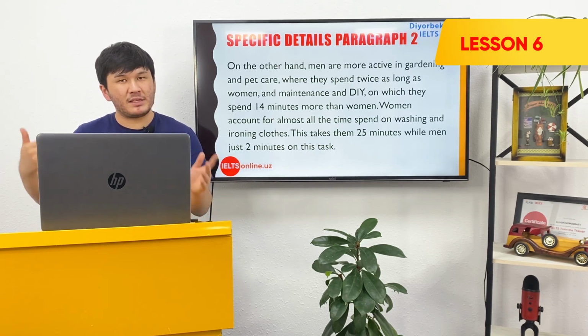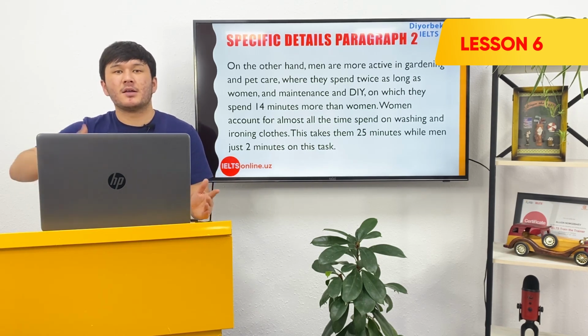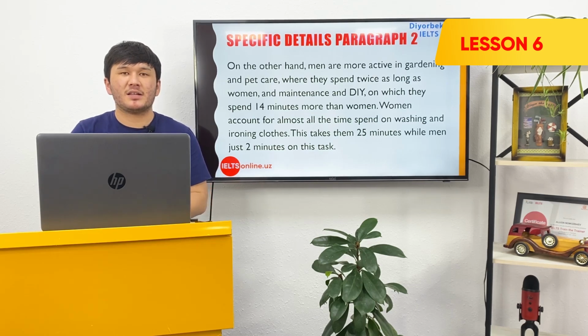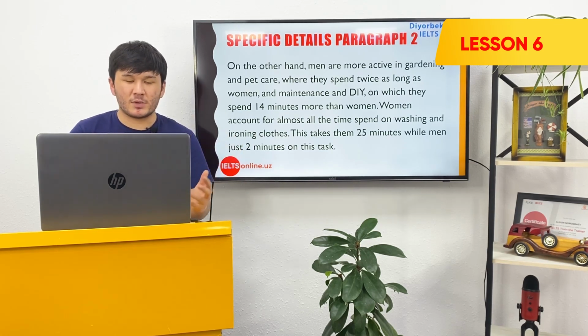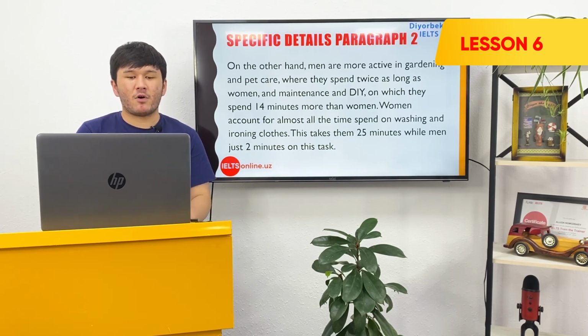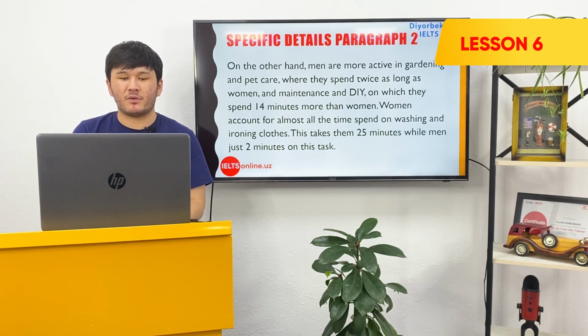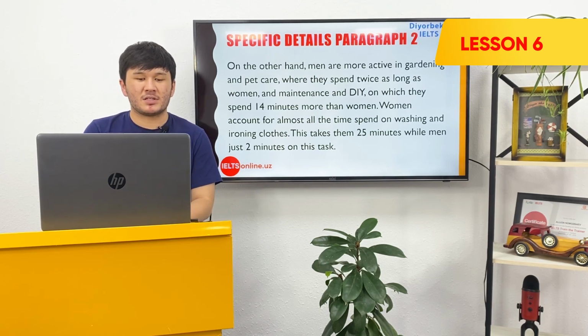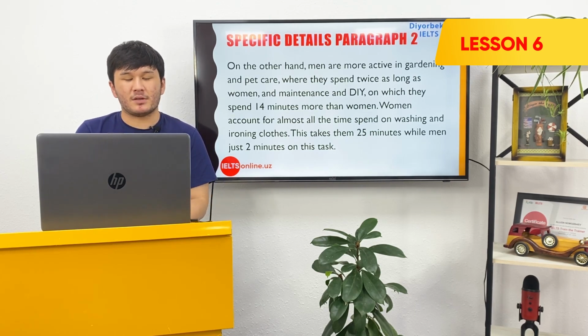So now with this kind of sentence, I'm telling the examiner, in this paragraph we'll be writing about activities where men spend more time, where they spend twice as long as women, and maintenance and do-it-yourself, on which they spend 14 minutes more than women. We're not just telling the figures, we're telling how many more minutes men spend on this. Women account for almost all this time spent on washing and ironing clothes. This, referring to the ironing and washing, takes them 25 minutes, while men just spend 2 minutes on this task.